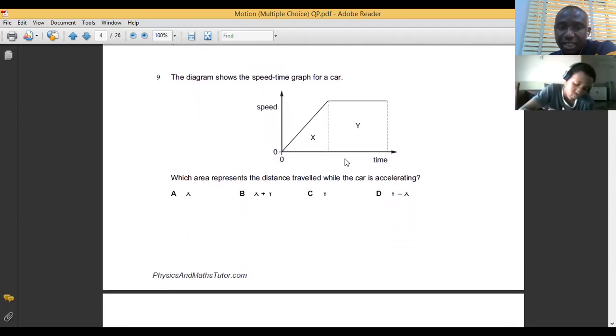Number 9, a diagram shows the speed time graph for the car. Which area represents the distance traveled while the car is accelerating? X. X, correct, A.